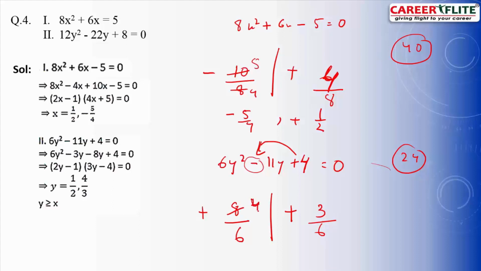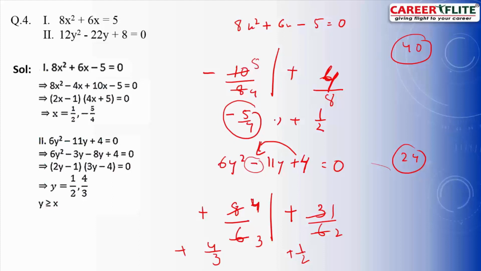2 4s are 8, 2 3s are 6. We will get the value as 4 by 3 and half. So we will get two values, one is 4 by 3 and one is half. Now first compare one value of x with the other two values of y. Each value of x must compare with the other value of y.